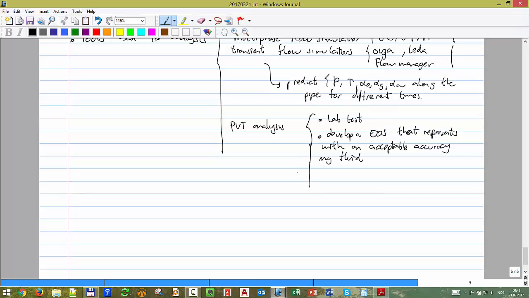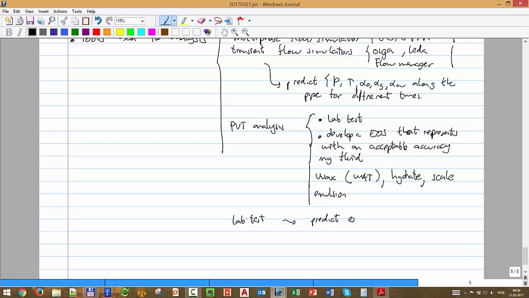And also here I have some particular tests that I make for wax, especially because of the wax appearance temperature. For the hydrate, I might make some test on hydrate, not so common. Then I have precipitation of scale, if it's prone to deposit scale. Also emulsion of the produced water and the oil, to see if that tends to create emulsion. Okay, some lab tests are also sometimes done to predict erosion rates.